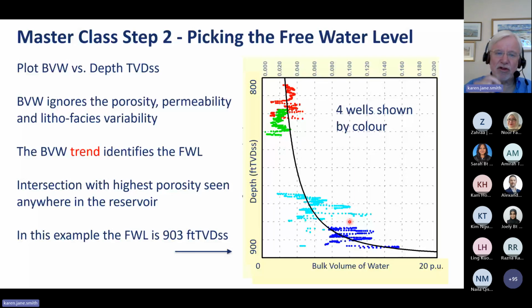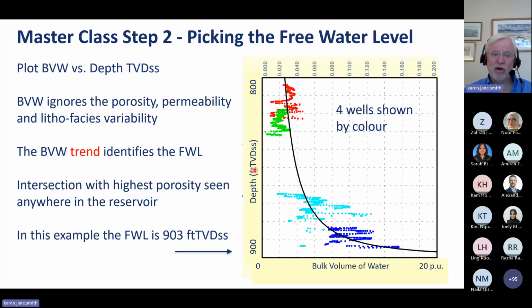So this is the second of the 3 steps for the masterclass. We need to pick the free water level because our SDI is based upon the free water level, not on true vertical depth subsea. But this can very simply be defined using BVW. So you plot BVW against depth. In this case, it's feet TVD subsea, or, as I'll show you later, you can use the core capillary pressure.